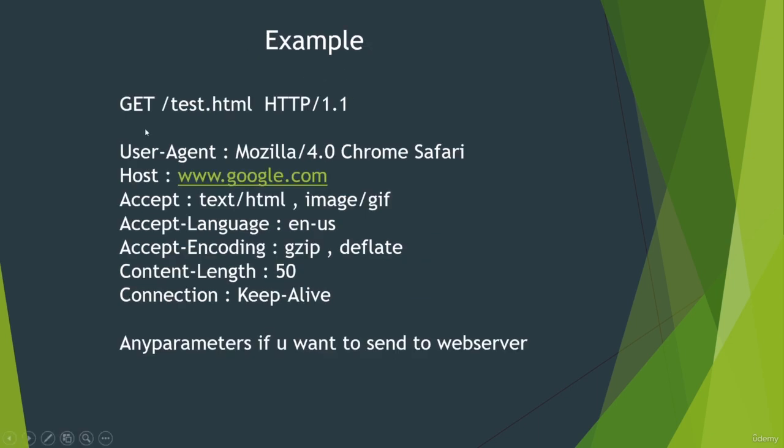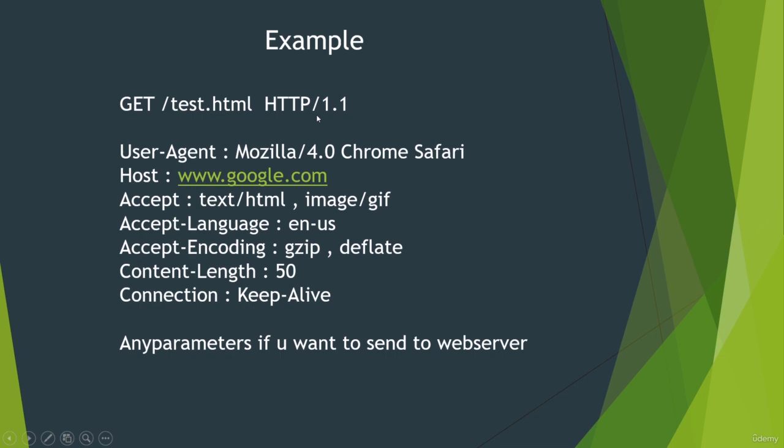So let's take a look at this example. This whole thing is one GET request, and this is the format of the GET request. You can see the first one is GET. So I want to get something, and that is /test.html. I want to get test.html from the web server, and I want to specify the protocol I am using. So I want to use HTTP 1.1.